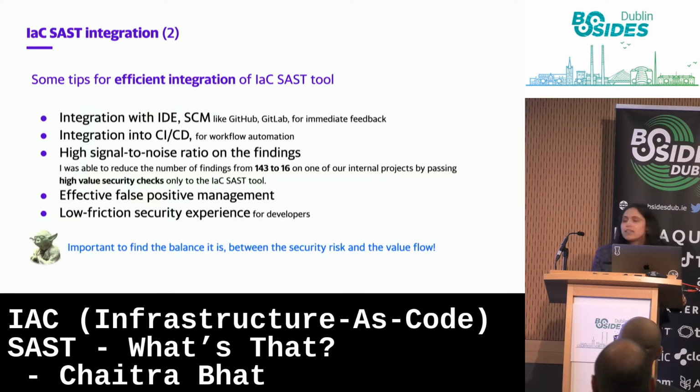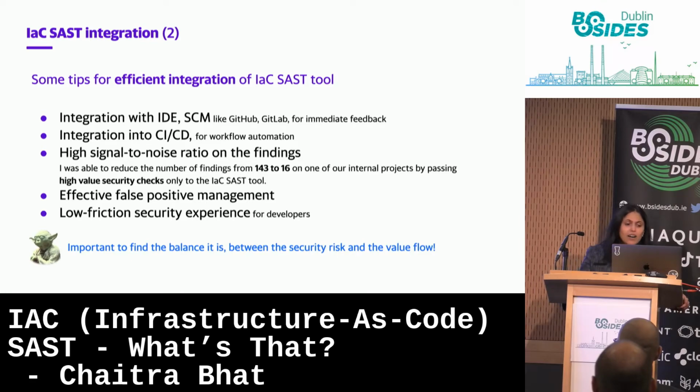Some tips for efficient integration of an IAC SAST tool. This is not just for IAC SAST, but true for any SAST tool, even your application SAST tool. So, the ability to integrate with your IDE and SCMs like GitHub, GitLab for immediate feedback, and integration into your CI/CD to automate your workflows. You do not want to run these things manually. Believe me, they're not scalable at all. And a high signal to noise ratio is very important to keep the developers engaged and motivated to go look at those findings and fix them. Otherwise, I'm telling you, don't even bother with a SAST tool because it's not effective at all.